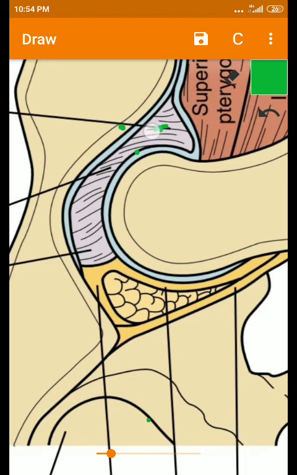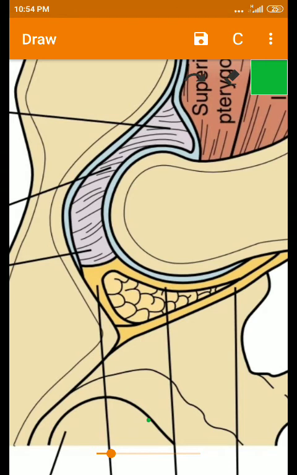That means it increases the surface area of the joint cavity, which increases the range of motion in the temporomandibular joint. Okay, and the disc also reduces friction and decreases the biomechanical stress on the temporomandibular joint. So this is about the articular disc and its function.